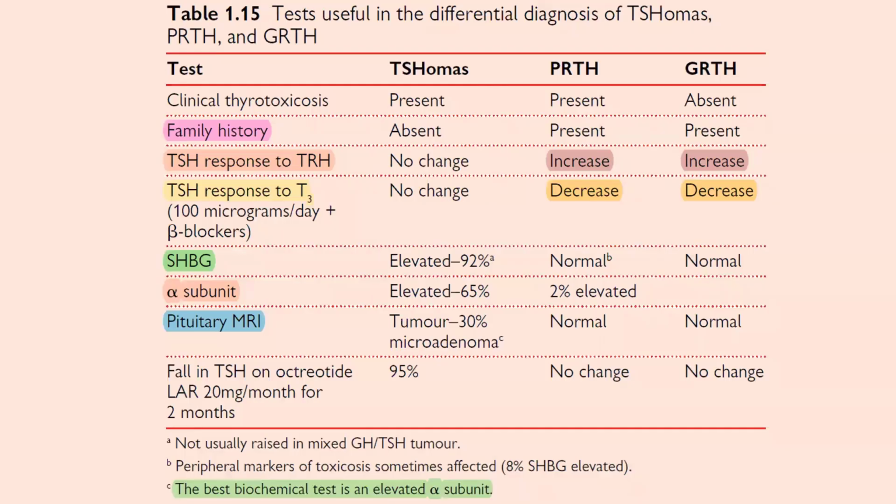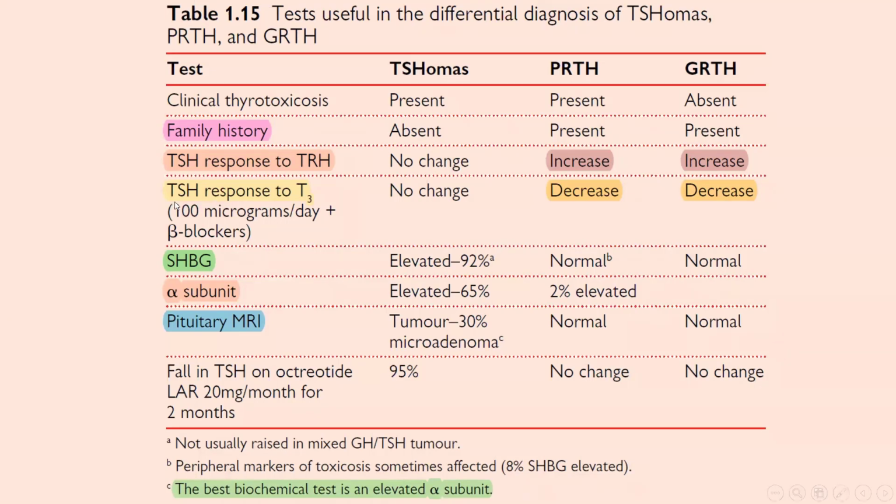This is the last important slide from the previous sessions: how to differentiate between a TSHoma versus resistance to thyroid hormone. Of course, resistance to thyroid hormone runs in families, so family history can help differentiate, but it is not 100% accurate. The most important, the alpha subunit, is the best one. Also, TSH response to TRH is very important, because in TSHoma there is a blunted response or no change, but in resistance to thyroid hormone, TSH will increase like a normal individual.